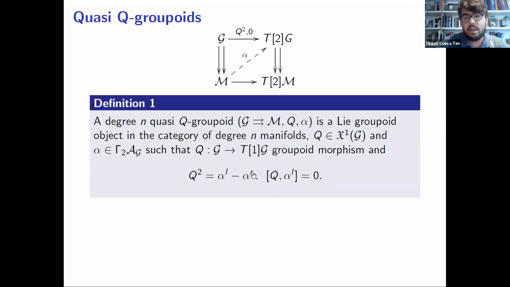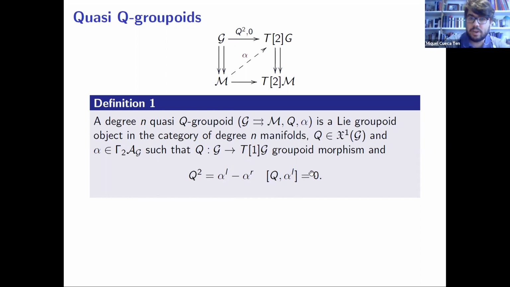And the compatibility is the following. Q is a groupoid morphism. Q squared is the same as alpha left minus alpha right. So alpha left is a section of degree 2 of the Lie algebroid, and when I make alpha left, it is a left vector field on G of degree 2, minus alpha right. So this is a multiplicative vector field of degree 2 on G, and I impose that Q squared is equal to that degree 2 multiplicative vector field, and I impose this other compatibility, that the bracket of Q with alpha left is equal to 0. So this is just the Lie bracket of vector fields on G.